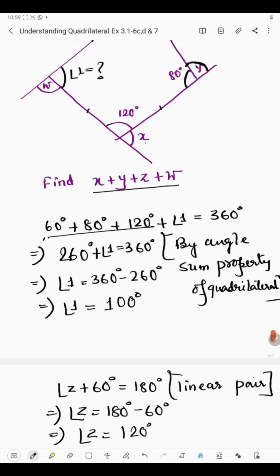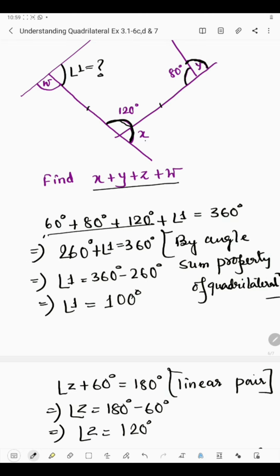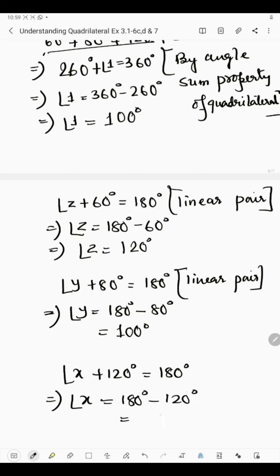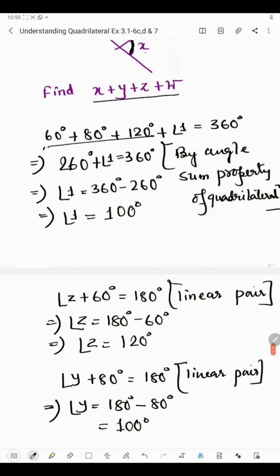Now x and 120 also form a linear pair, because here x and 120 form a straight line. So the sum of these angles makes 180 degree as this is a linear pair. So angle x plus 120 degree is equal to 180 degree. So what will be the angle x? It's 180 minus 120 degree. So 0 minus 0, 0, 8 minus 2 is 6. So it's 60 degree. So x, y and z we have got.